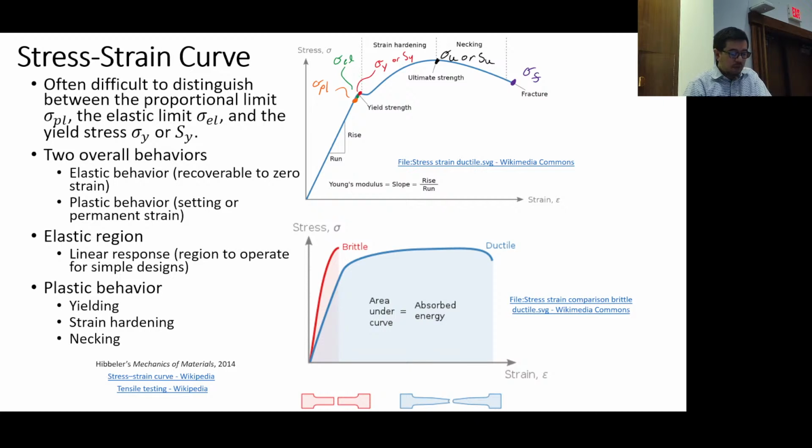So we have the ability, we talked about modulus of resilience, we talked about modulus of toughness, right? These are other material parameters that we're going to be discussing.